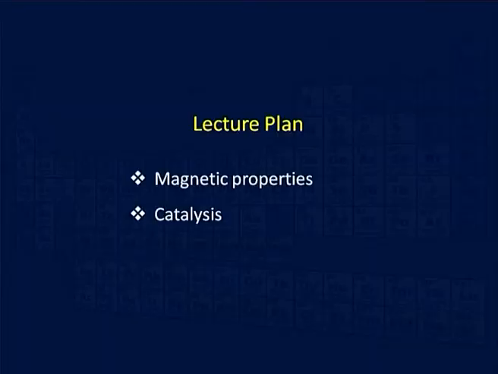In the last lecture, we have seen some of the important properties of the first row transition metal ion, that is, the formation of alloys and other compounds and the variable oxidation state of the transition metal ion. In this lecture, I am going to give you the two important properties of the transition metal ion, namely magnetic properties and catalysis by the first row transition metal ion. Let us first start with the magnetic properties.